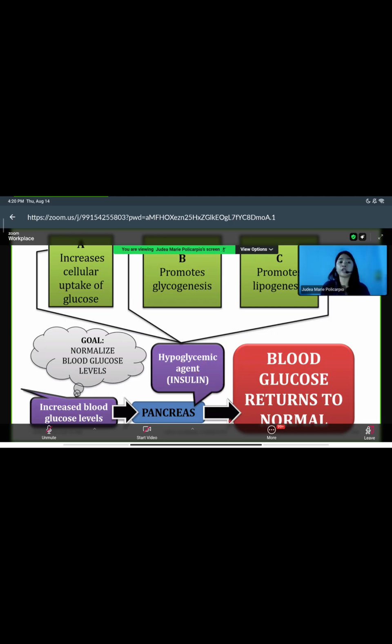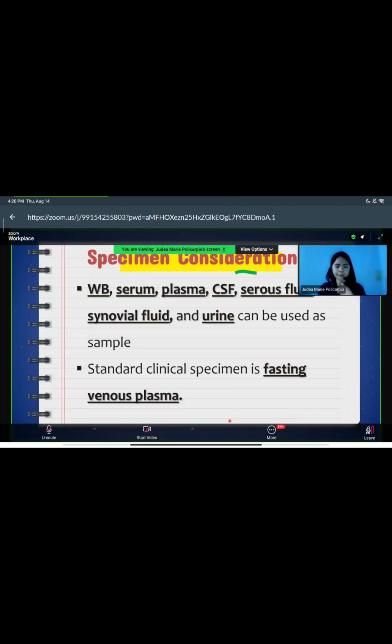Syempre, bago tayo makapag-analyze ng glucose, ano munang kailangan natin? Kailangan natin ng specimen. Okay, kaya naman nandiyan sa notes natin yung mga details ng specimen collection. Maraming pwedeng specimen for glucose ha.